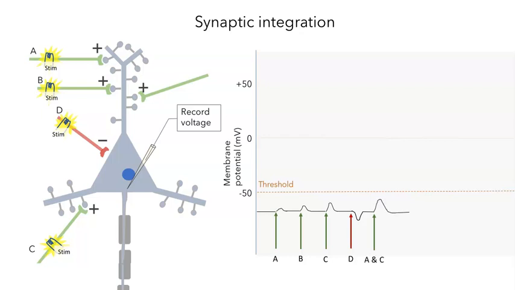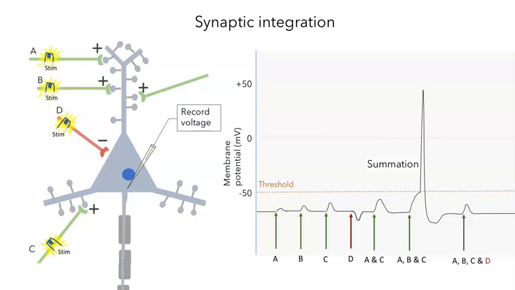But if we were to activate two inputs, say A and C together, then we can get a large depolarization. And if we were to activate A, B, and C all together, well then through a process called summation, we could reach threshold and the cell could initiate an action potential. However, if we repeated this and A, B, C, and D were all active at the same time, then activating that inhibitory synapse would prevent the formation of an action potential.